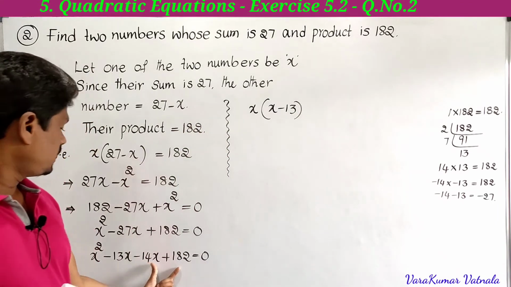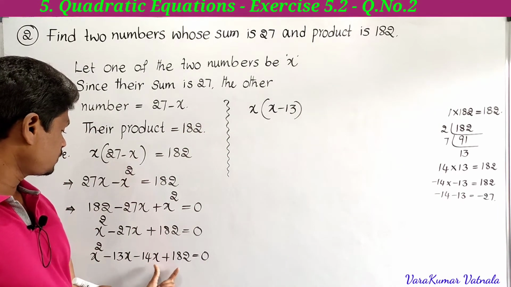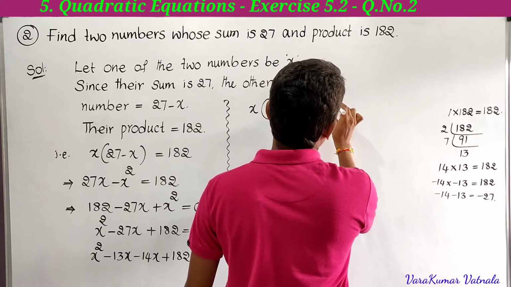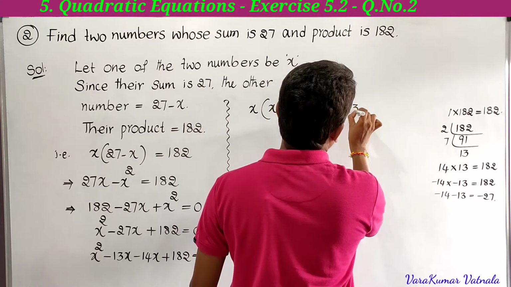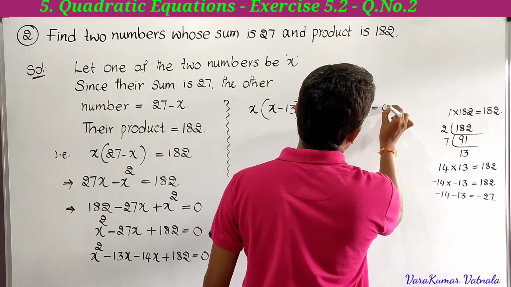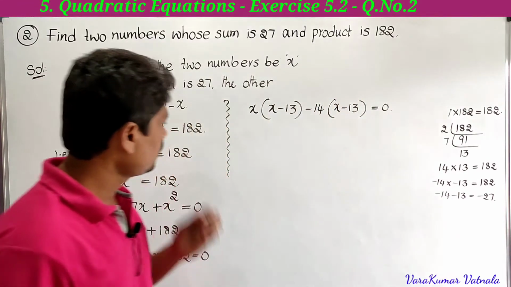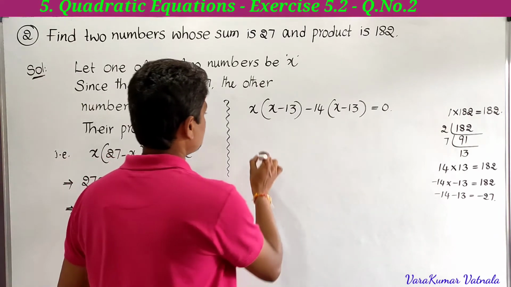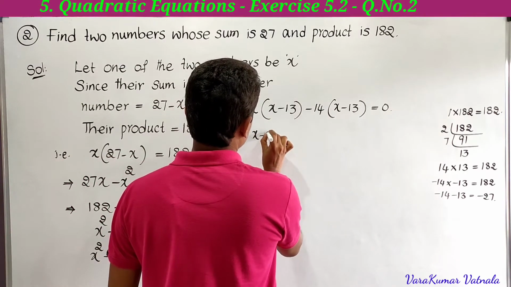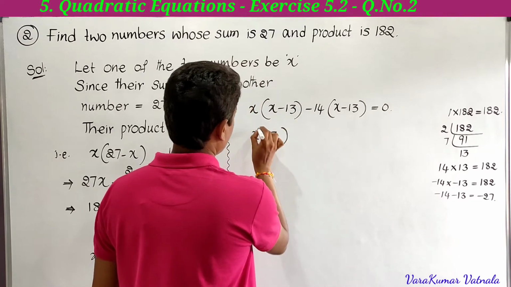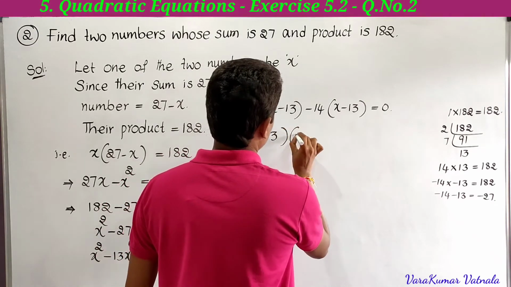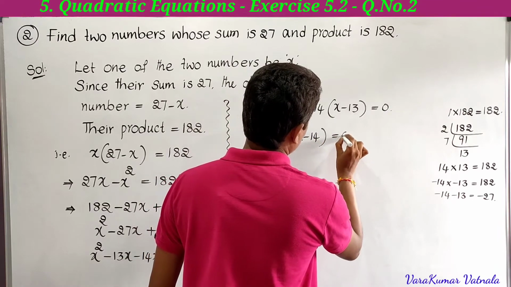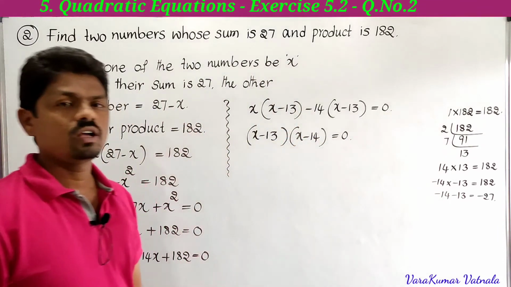So here in the last two terms, minus 14 is common. So here we get again x minus 13 is common. If you take x minus 13 as common, x minus 13 into, here x is there, here minus 14 is there. So (x minus 13)(x minus 14) is equal to 0.